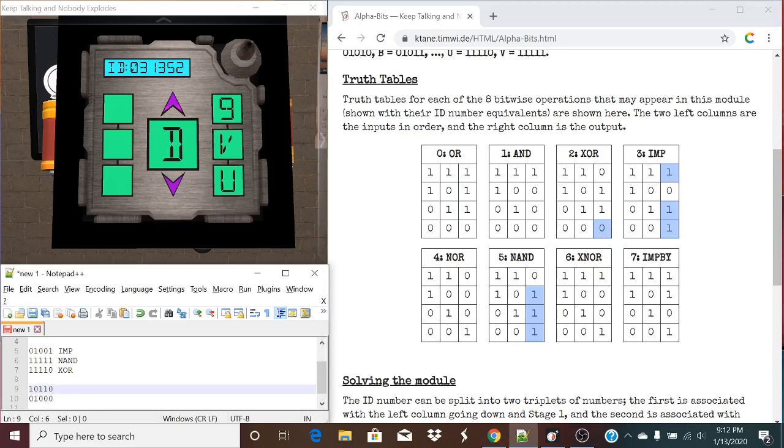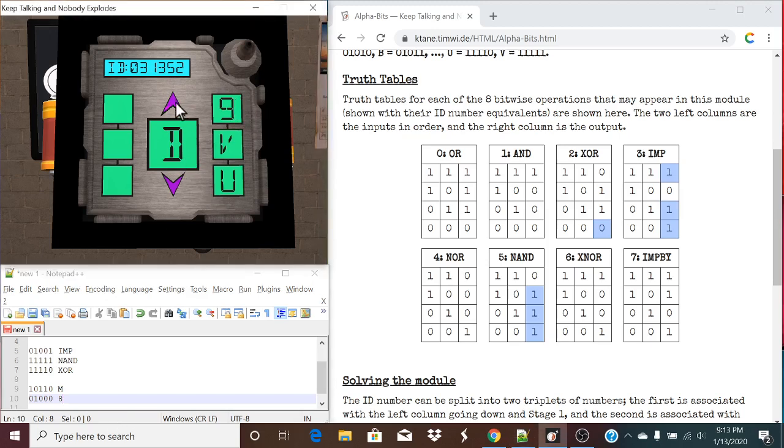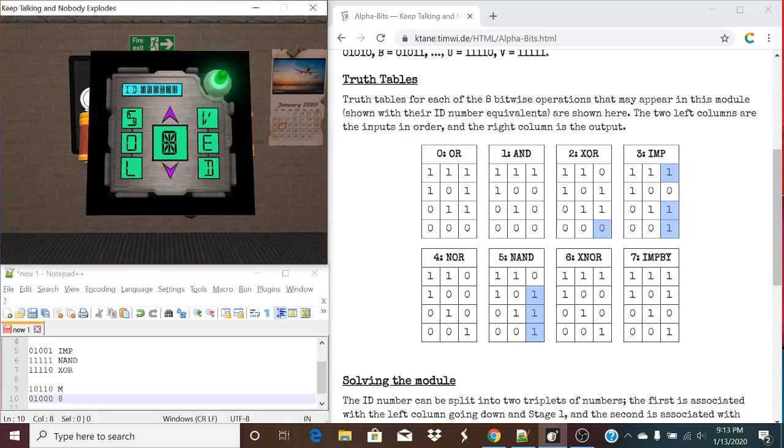And we have our two characters in binary. So let's calculate this. 10110 is a 22. 22 minus 9 is a 13. 13 in its alphanumeric position is Mike. 01000 is an 8, and 8 cannot be subtracted by 9, so this is our answer. So we have Mike and an 8. And just like that, this module is solved.